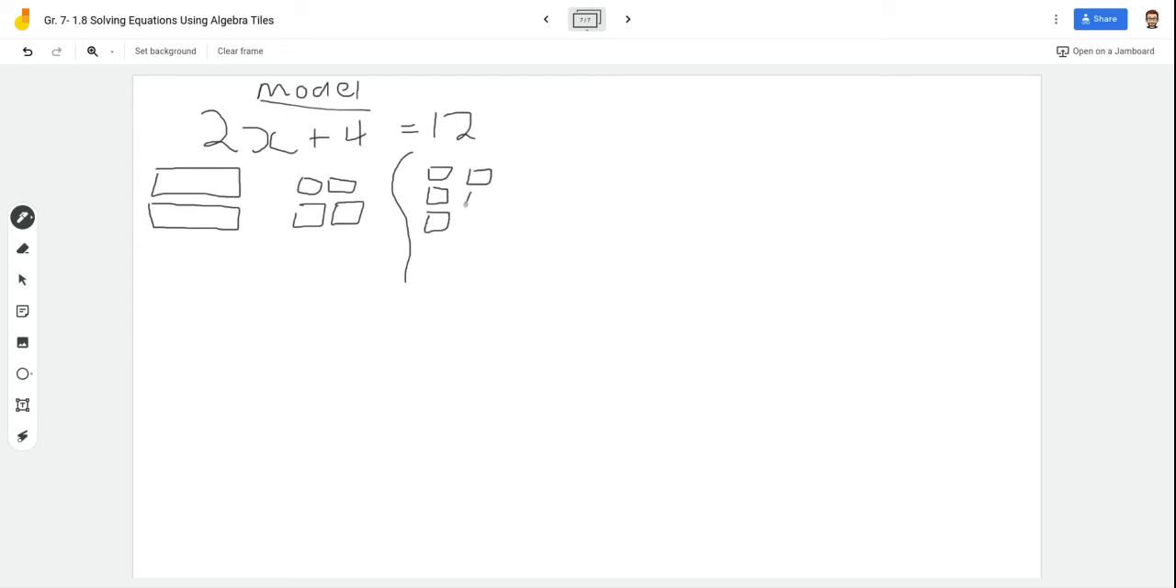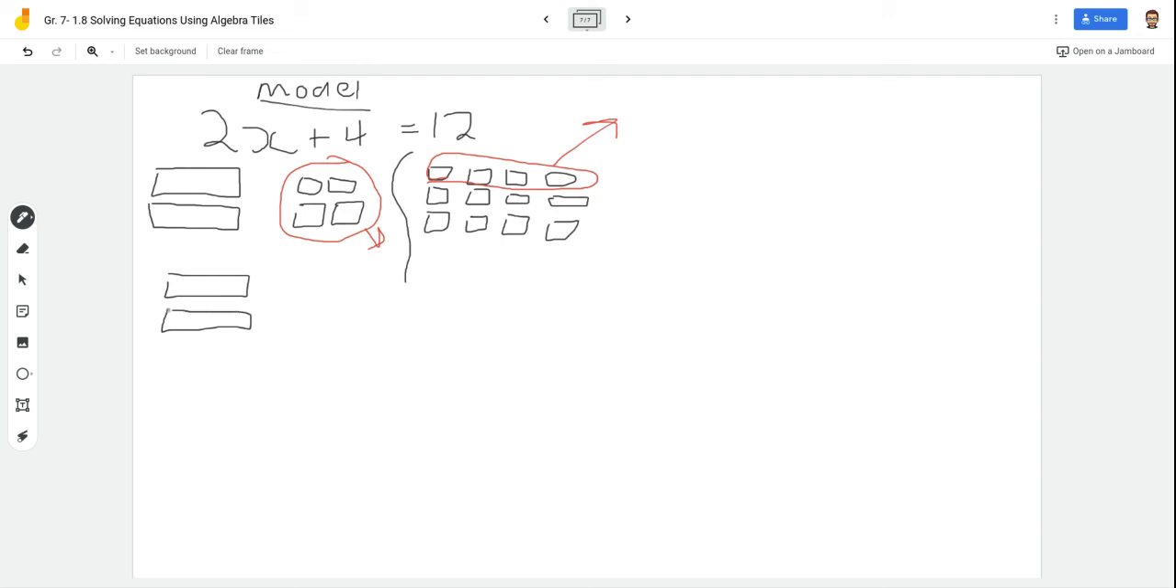I'm going to group my tiles into easy groups that I can work with and remove. So there's 8. Oops, that's more like a circle as best I can. And then what I need to do is isolate the X tiles. And how I do that, again, is I remove 4 tiles from this side, and I can remove 4 tiles from this side, just take them away. And then what I can do is go back and regroup my X tiles like this.